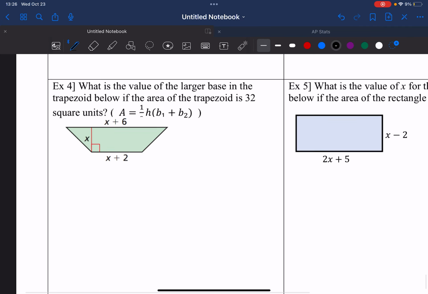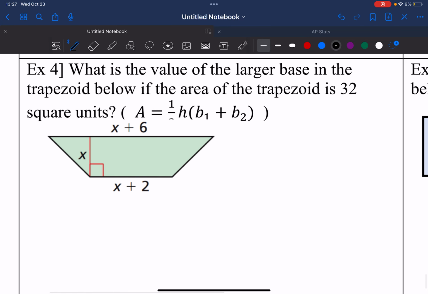Two more examples here, and these examples are real-world problems. So it says, what is the value of the larger base in the trapezoid below if the area of the trapezoid is 32 square units? So it gives us the formula for the area of a trapezoid, but part of it got cut off, so I'm going to fix that right there. It's supposed to be 1/2.